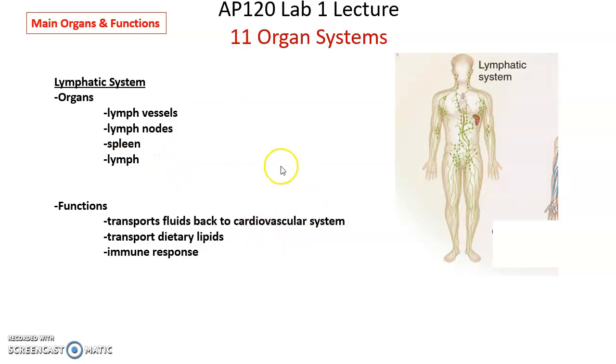Its various functions include transporting fluids from tissues back to the cardiovascular system, so moving fluids back into the blood. It helps to transport dietary lipids from the small intestines, and also is involved in the immune response. Our lymphatic system is very, very important for fighting infections.